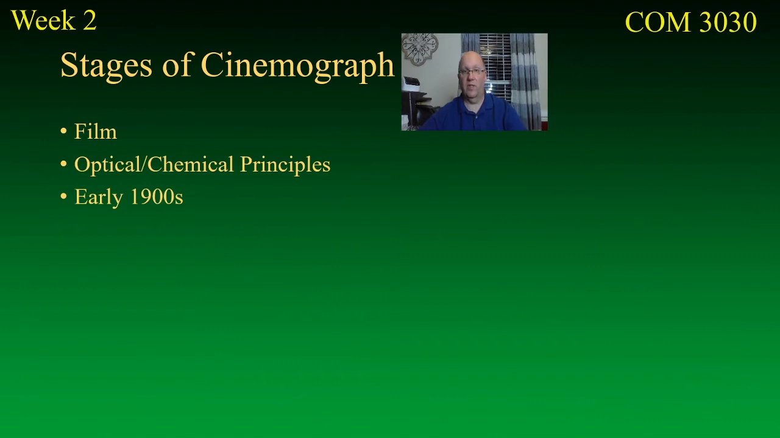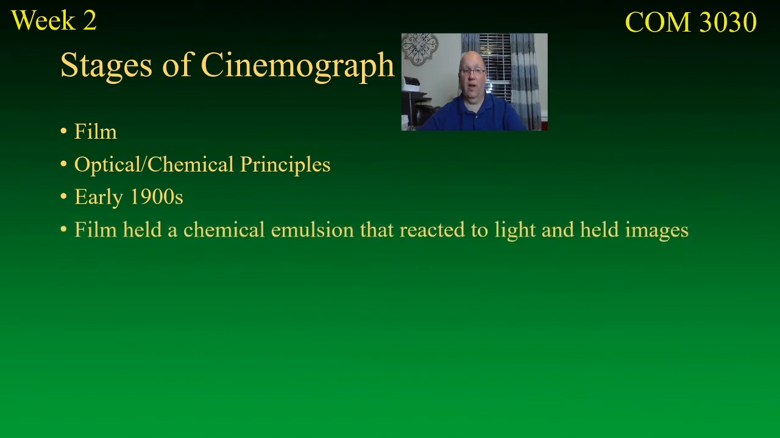The difference with cinematographic film, back in the beginning, is that the only way to store an image was through a chemical reaction. You would literally have a piece of film in the back of the camera that had a chemical coating on it that reacted to light. And this is a photograph. The film held a chemical emulsion that reacted to light and retained an image. Then that film was developed and then it could be projected.